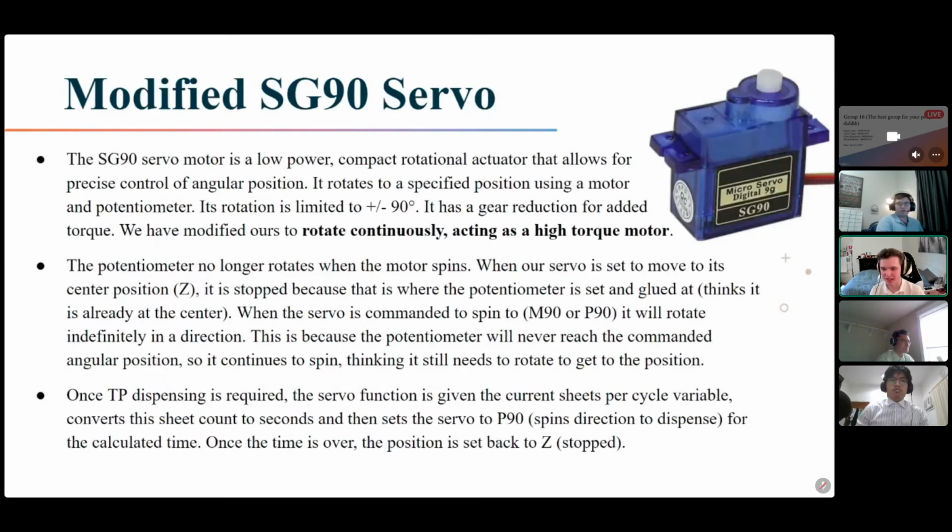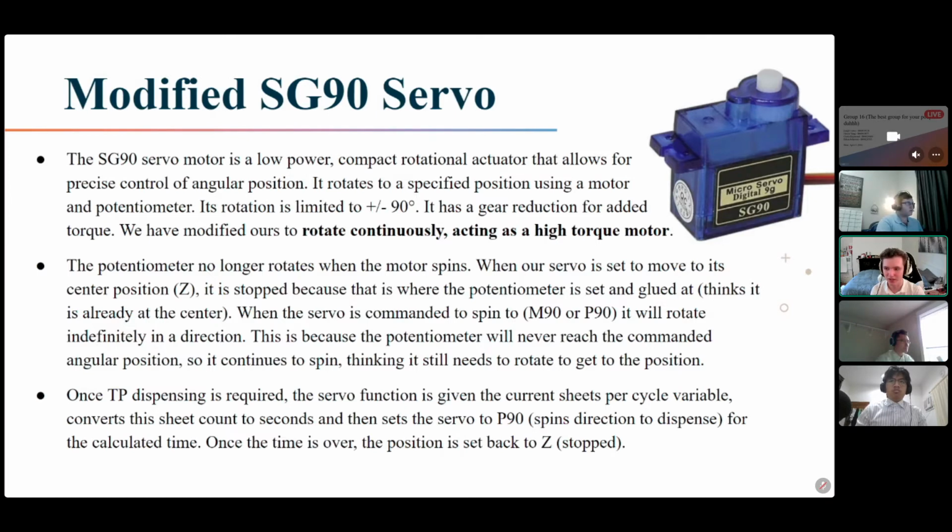So as we said, a typical servo is designed to be set to a specific position and can only rotate 180 degrees. Since our servo is modified, it rotates continuously, acting as almost a high torque motor. This allows us to dispense toilet paper continuously without a complex ratcheting system and without us being limited by the 180 degrees of rotation.